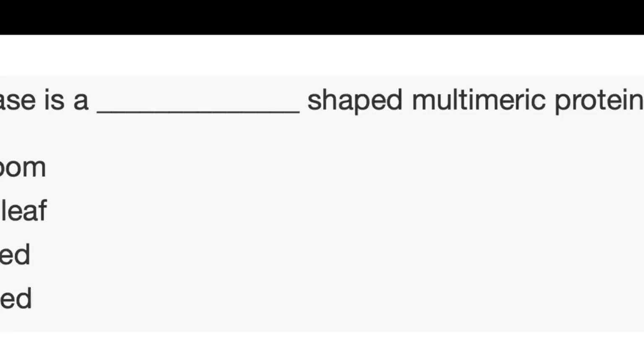Any answers yet? I don't see any answers yet. What do you think, people? Do you remember the structure of ATP synthase, or at least the shape of its protein complex?